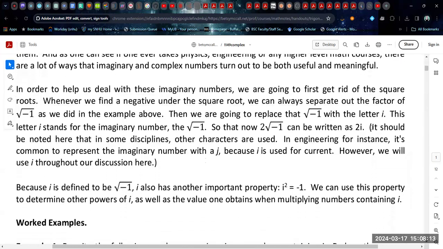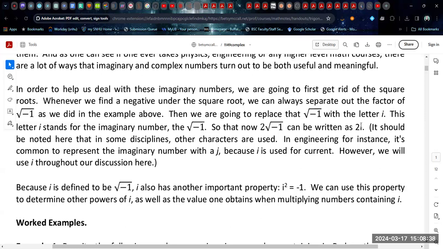So we have this notation that we use, the letter i, for representing any square root that involves a negative number under the radical. Essentially, this i stands in for the square root of -1, and any other pieces that are under there, we pull outside the radical so that we can represent our number just as this 2i expression.